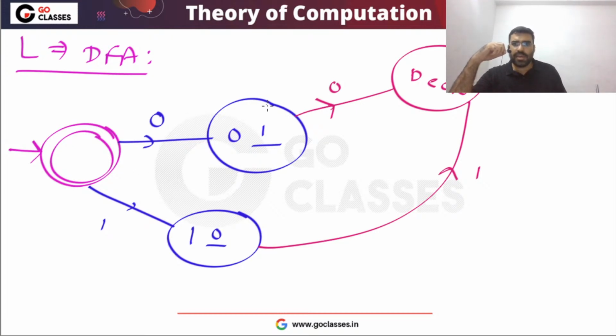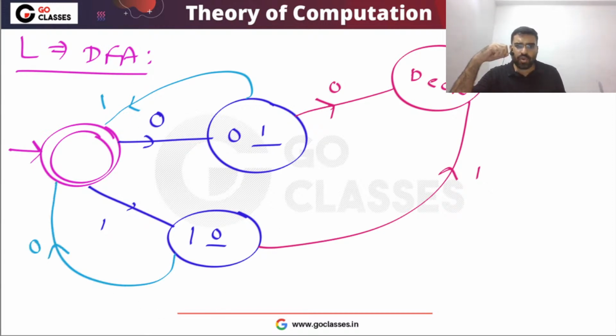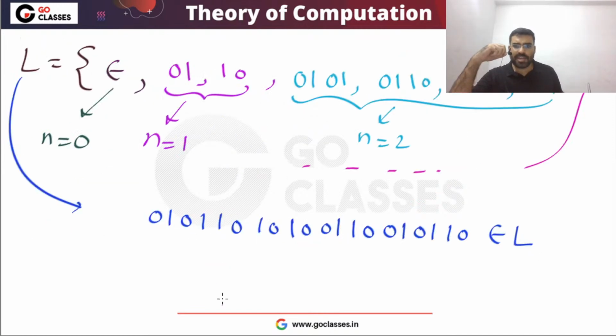Now, in this state, if 1 comes, then no problem, just go here. And in this state, if 0 comes, just go here. Tell me, in this language, can consecutive ones come or not? Yes, they can come.